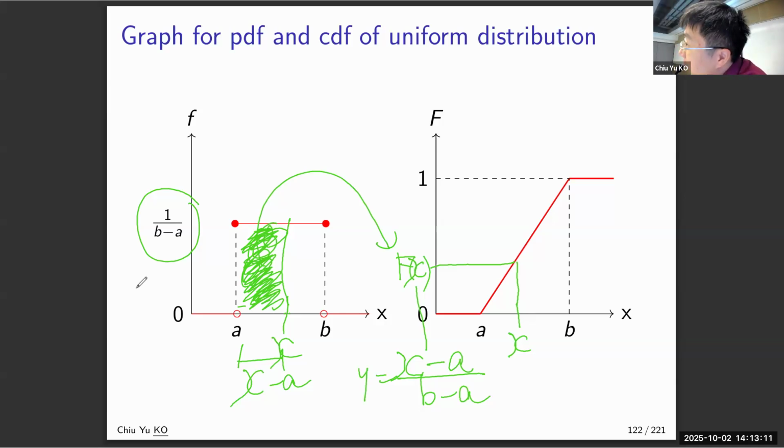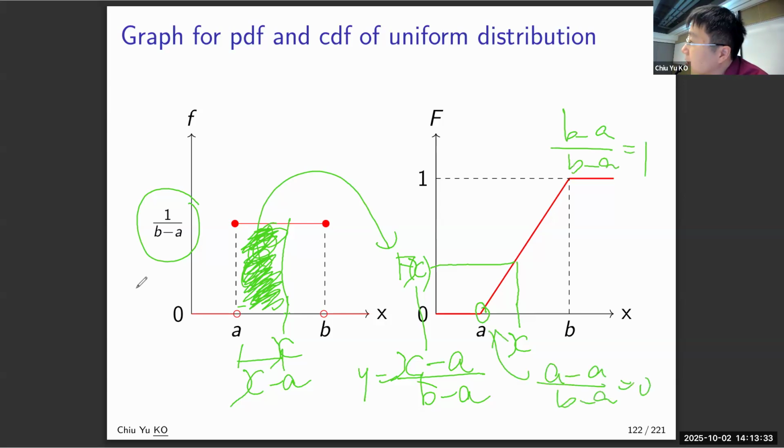And we're done. Because when x is a, this is 0. When x is b, this is 1. b minus a over b minus a is 1. And a minus a over b minus a is 0. So this is why it's here, here, here. Okay? It's a zigzag style. Is that okay?